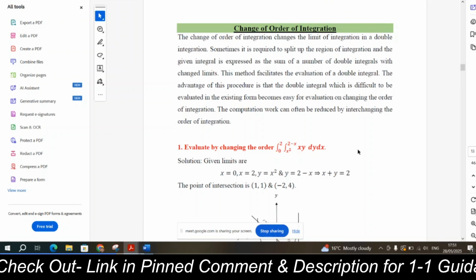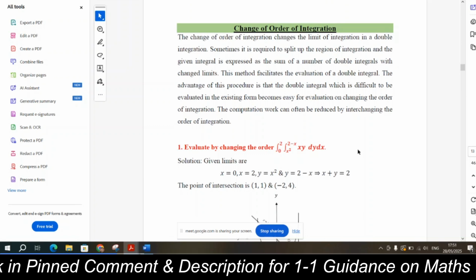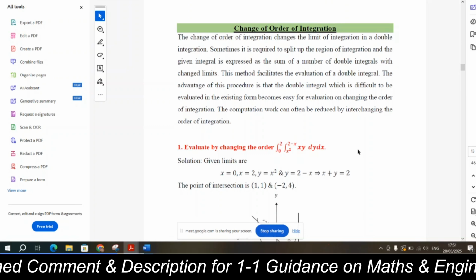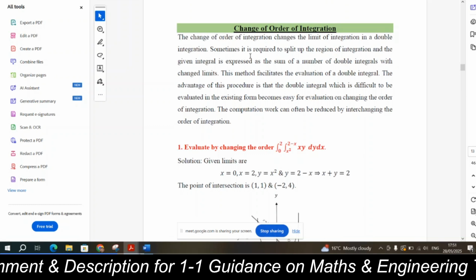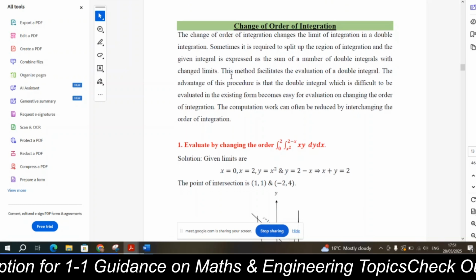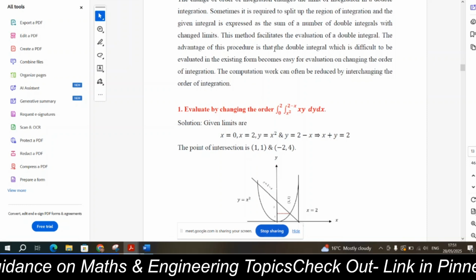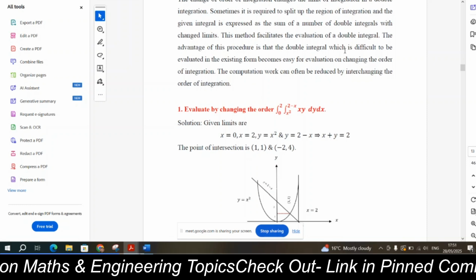It's not like you need to do it every time, but sometimes changing the order will help you in the overall integration process. So we'll see how it helps. Sometimes it is required to split up the region of integration, and the given integral is expressed as the sum of a number of double integrals with changed limits. This method facilitates the evaluation of a double integral.